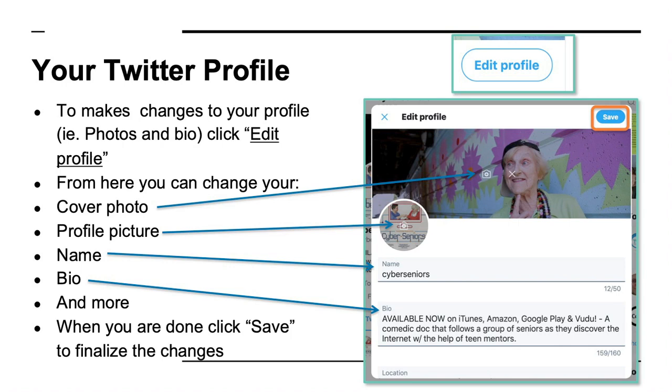Editing your Twitter profile. To make changes to your profile, otherwise known as your photos and bio, click Edit Profile. From here, you can change your cover photo, profile picture, name, bio, and more. Once you're done, click Save to finalize all the changes you have made.